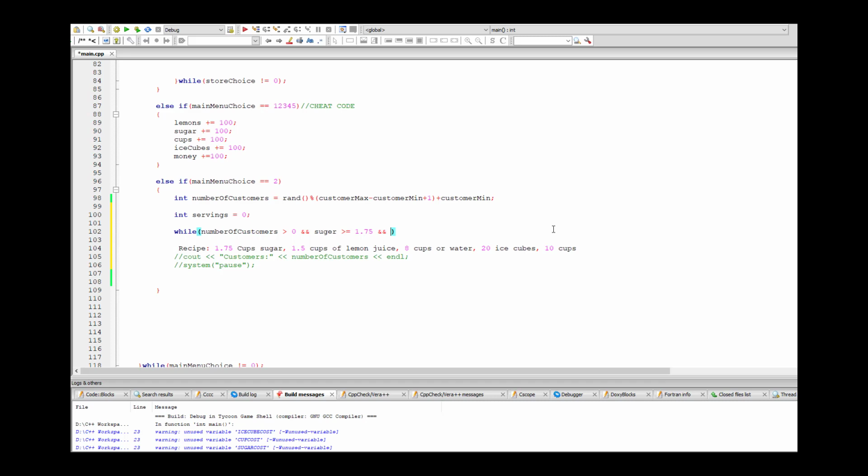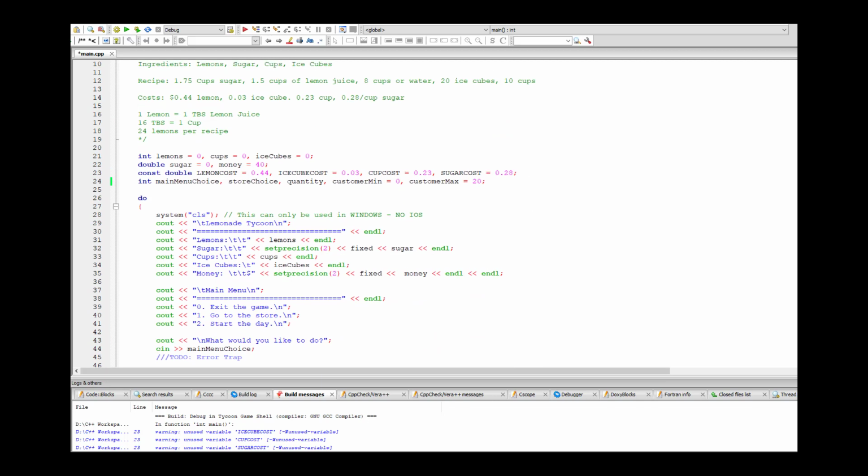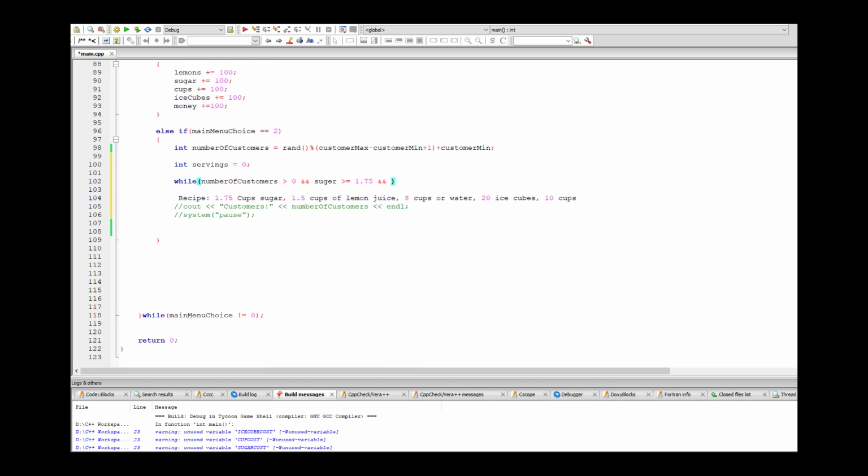We need 1.5 cups of lemon juice. And we said that 1 lemon can, where do we have it here? Oh yeah, there it is. So 16 tablespoons, so 24 lemons per recipe. Okay, and so lemons is, did I put sugar with an E? Sugar. Okay, so we said that we would need 24 lemons.